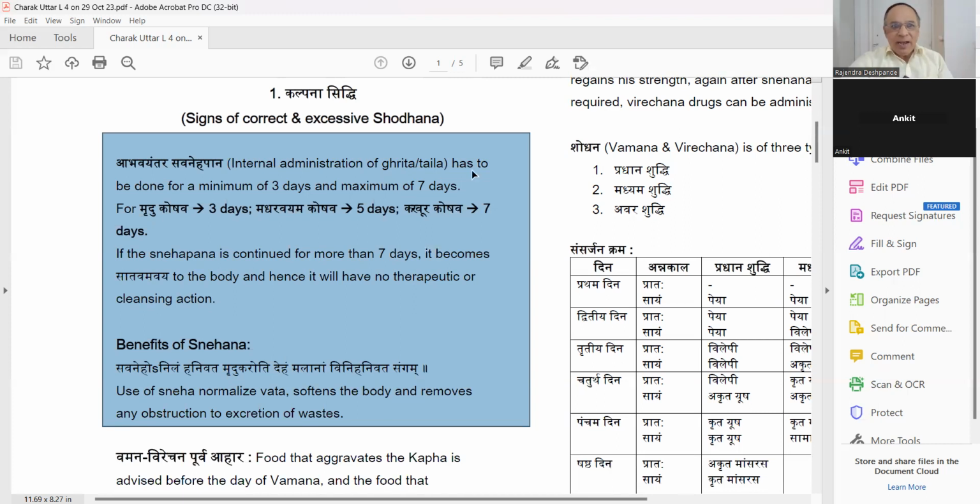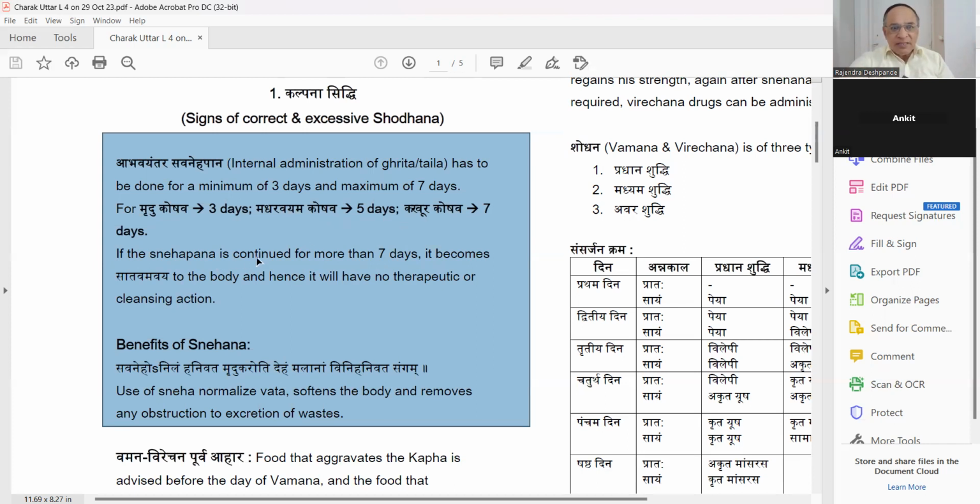Sesame oil has to be given for a minimum of 3 days and a maximum of 7 days. Snehana is given for 3, 5, or 7 days; these numbers are important. For Mrudu Koshta, 3 days of taking ghee is sufficient. For Madhyama Koshta, 5 days of Snehapana, and for Krura Koshta, the hard Vata Koshta, a maximum, more time of oleation, because Vata is Ruksha. So more days of Snehapana are given.